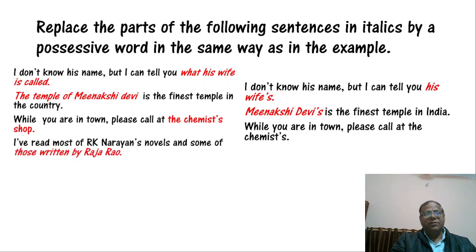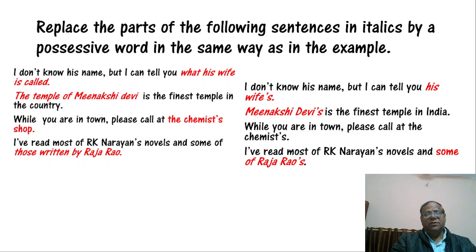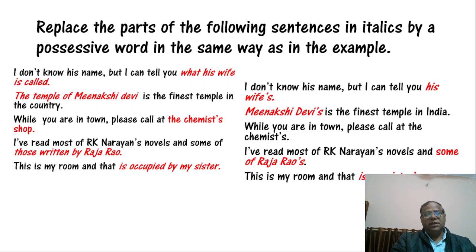The next is, I have read most of R.K. Narayan's novels and some of those written by Raja Rao. R.K. Narayan and Raja Rao both are Indian novelists who write in English. And I have read most of R.K. Narayan's novels and some of Raja Rao's. The next is, this is my room and that is occupied by my sister. Now, this is my room and that is my sister's.